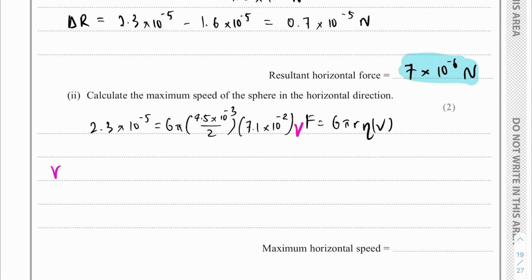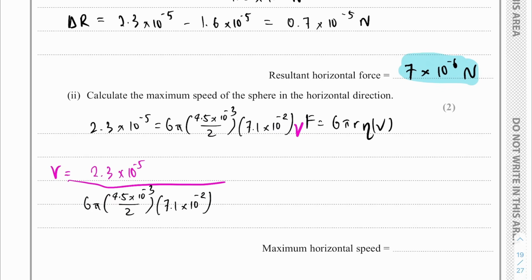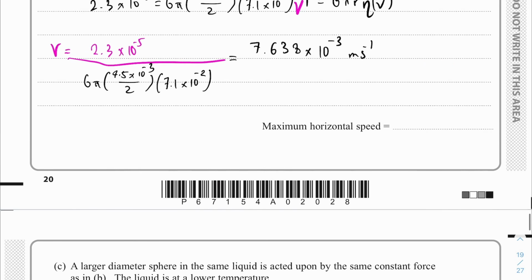We're trying to find v, so v will be 2.3 times 10 to the power of negative 5 divided by all this. So it'll be divided by all of this: 2.3 times 10 to the power of negative 5 divided by 6 pi times 4.5 times 10 to the power of negative 3 divided by 2, which is the radius, multiplied by 7.1 times 10 to the power of negative 2. We get 7.638 times 10 to the power of negative 3 meters per second, which we can round to 7.6 times 10 to the power of negative 3 meters per second. So that is our max horizontal speed.